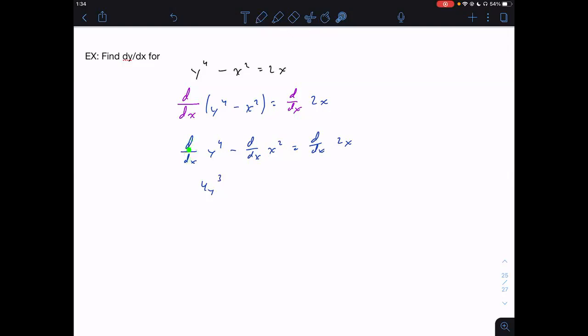Right, bring the power down, decrease the power by 1. But now for our differential notation, however, again, we got to specify the variable that we took the derivative of in this notation. So in front of the 4y cubed, we're going to say that we took the derivative of y with respect to x. Okay, minus, what's the derivative of x squared? Derivative of x squared is just 2x. And once again, for our differential here, we got to specify in the numerator the variable that we took the derivative of. So here we took the derivative of an x variable with respect to itself.